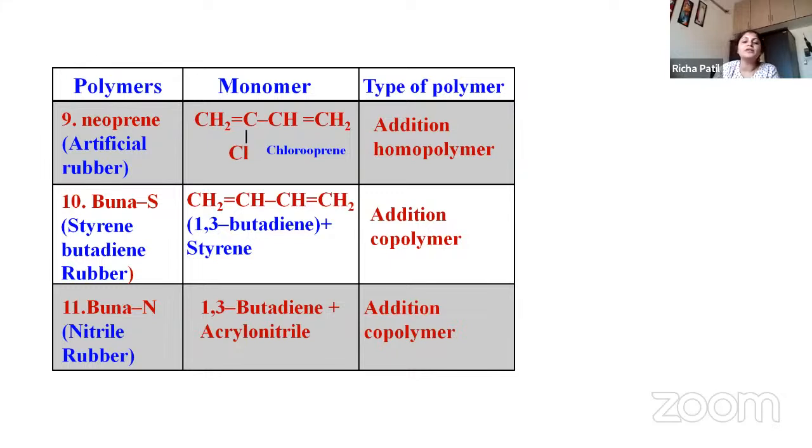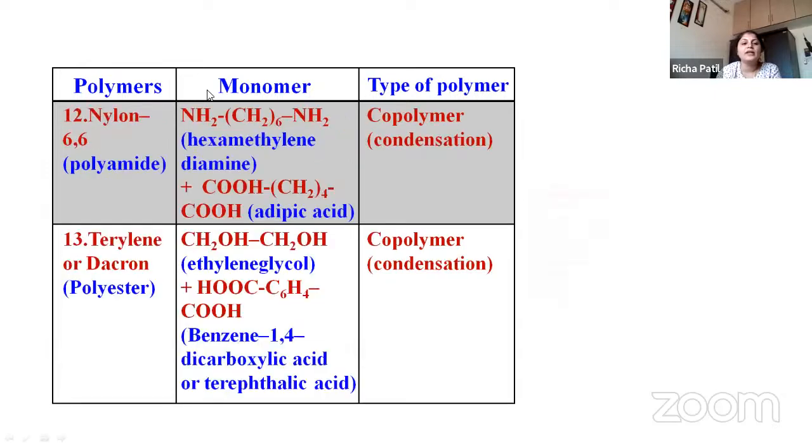What type of polymer is it? It is the addition copolymer. Okay. Next, nylon 6,6. Nylon 6,6 is a type of polyamide, because there is an amide linkage. So it is an example of polyamide.